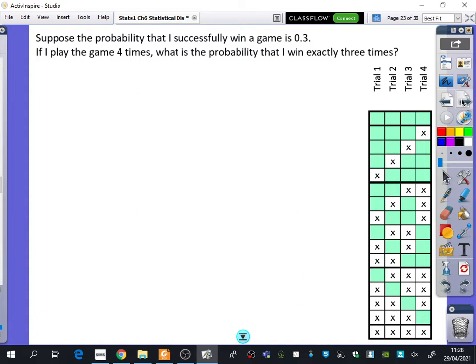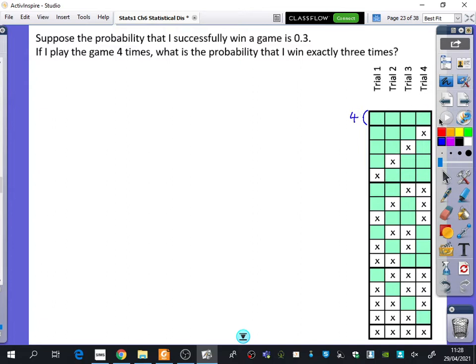So I have, again, this time I used this green color to represent what the successful ones are. If it's green, it's a successful win. If there's a cross, it's a fail. And I've called it trial 1, 2, 3, and 4. In other words, that's the first time I play the game, the second time, the third time, and the fourth time.